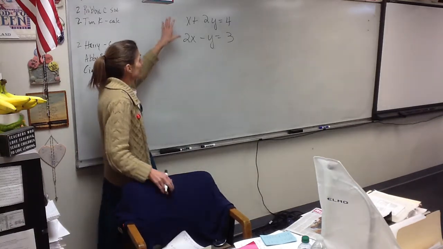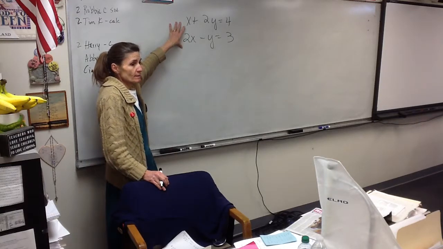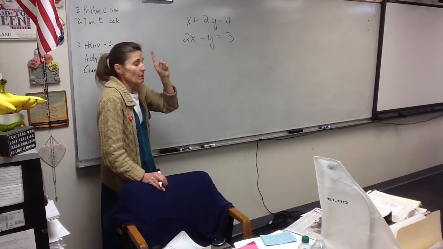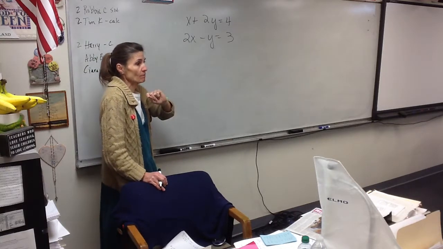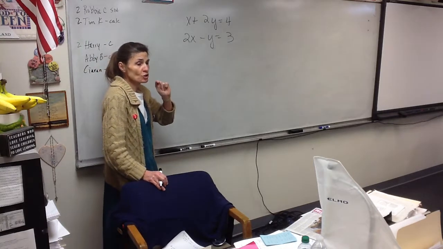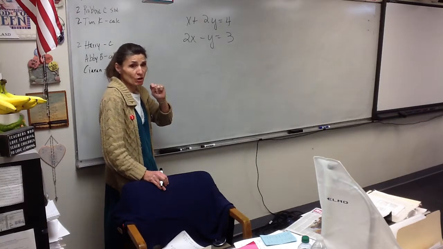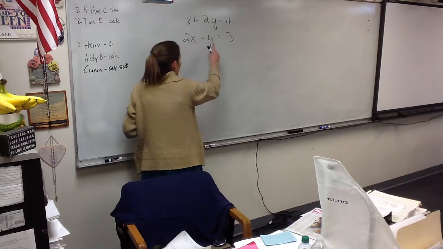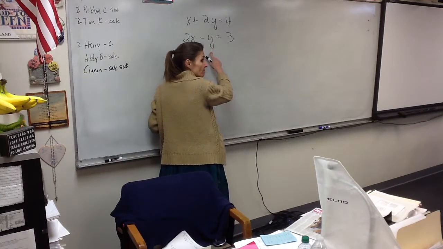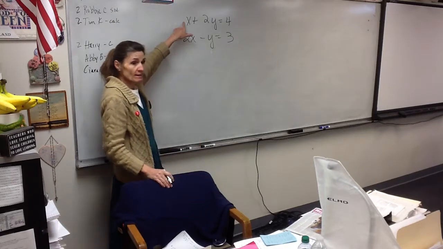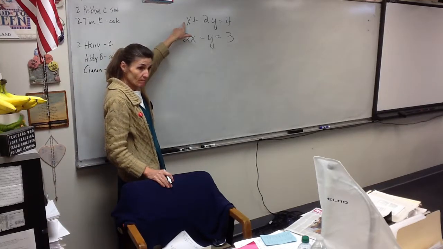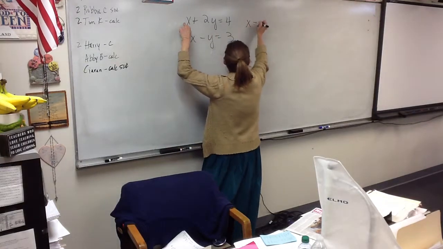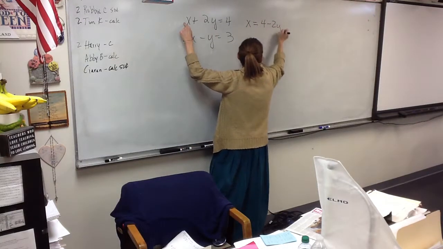Substitution means look at your equations. Get, in one equation, one variable by itself. Please always choose a variable that doesn't have a coefficient. So either get this x by itself or get this y by itself. It would be much easier, I think, to get this x by itself. So I will subtract 2y and write x equals 4 minus 2y.